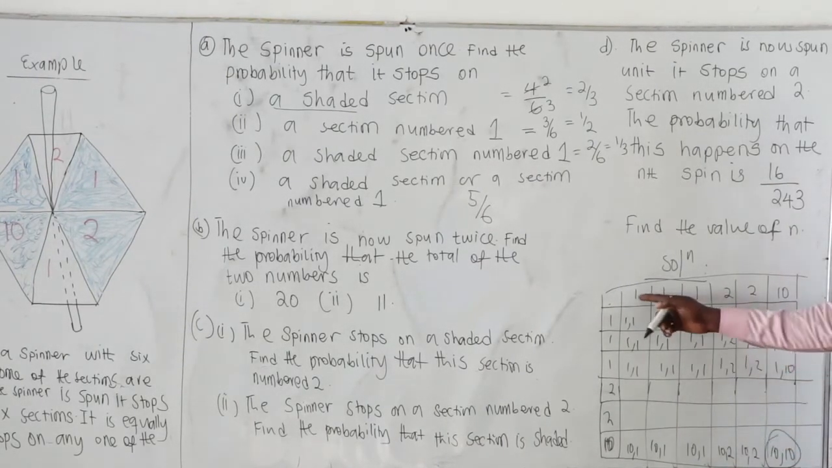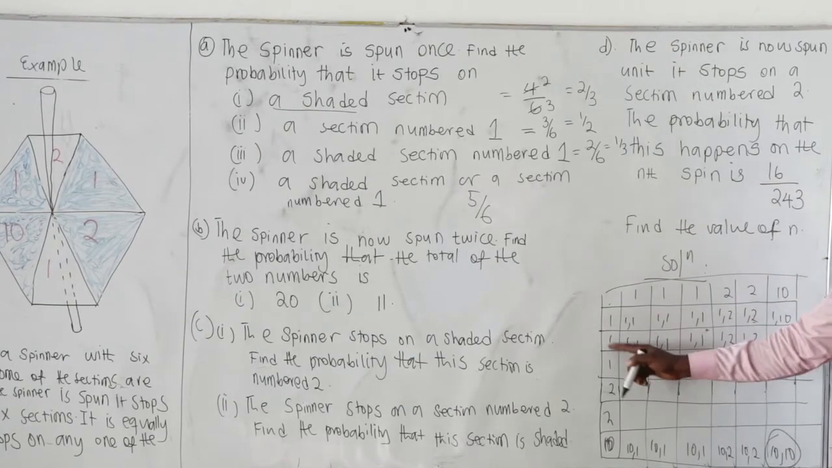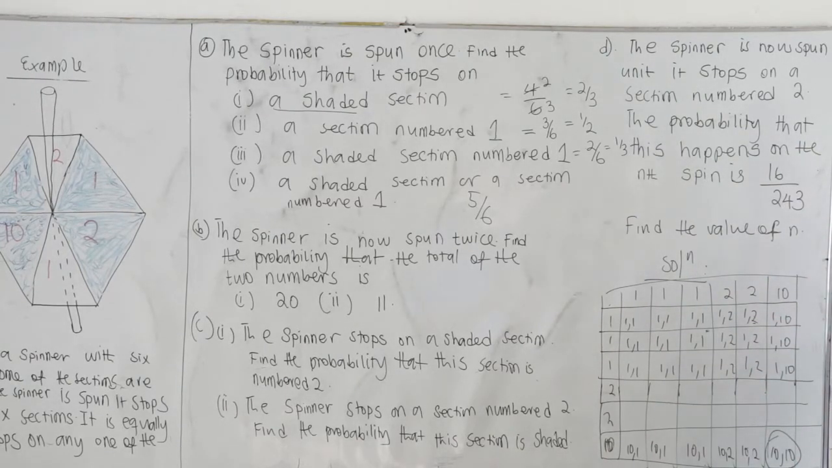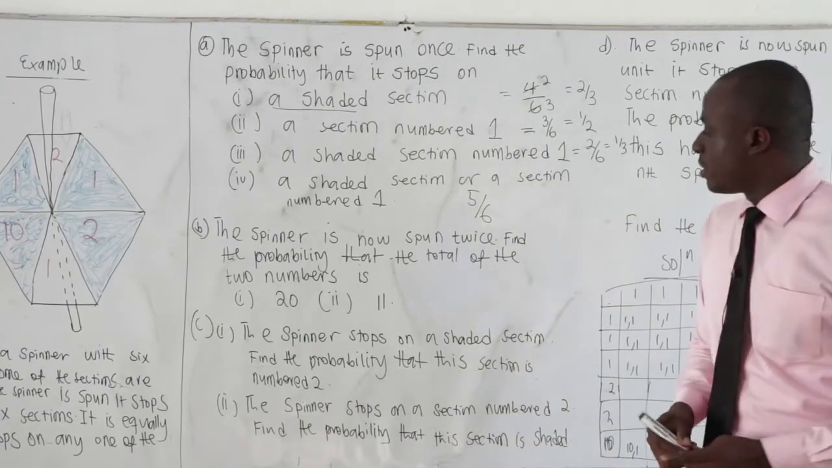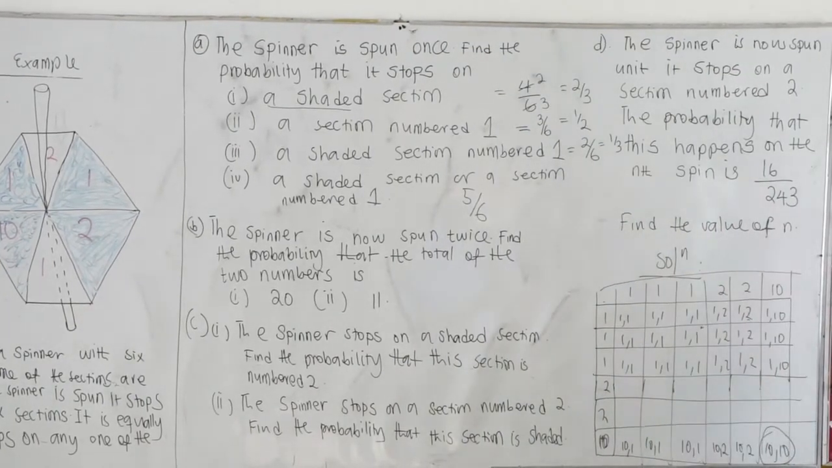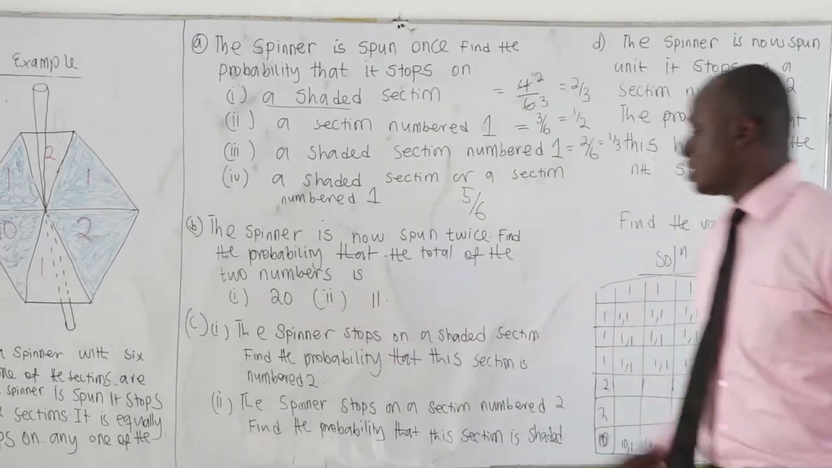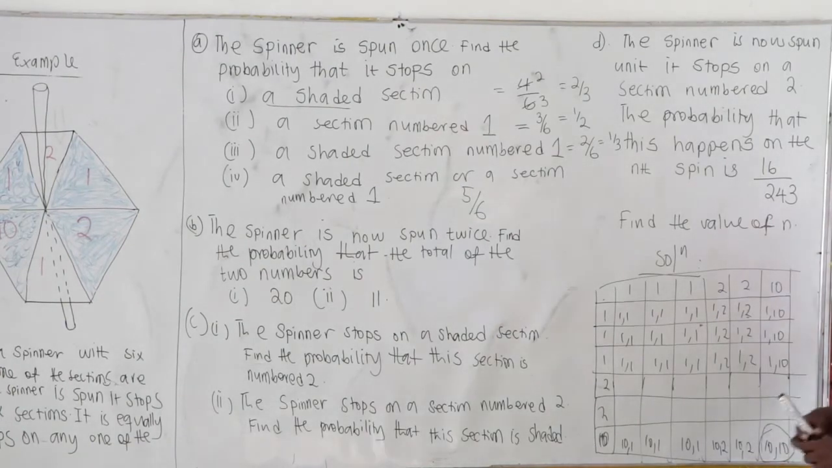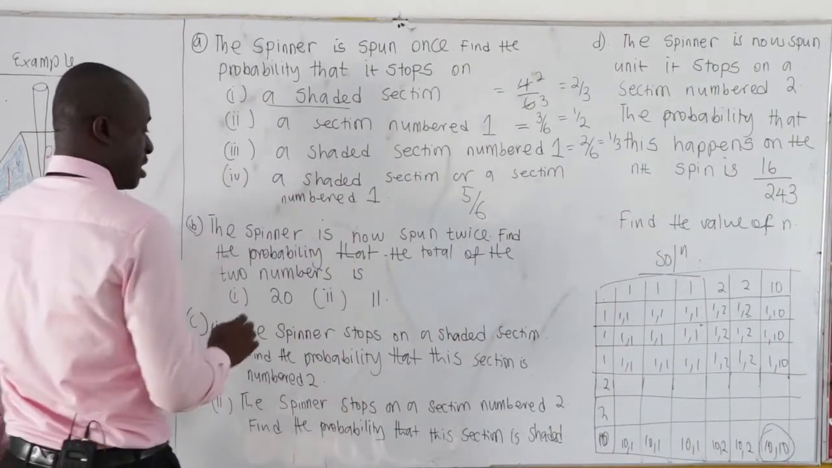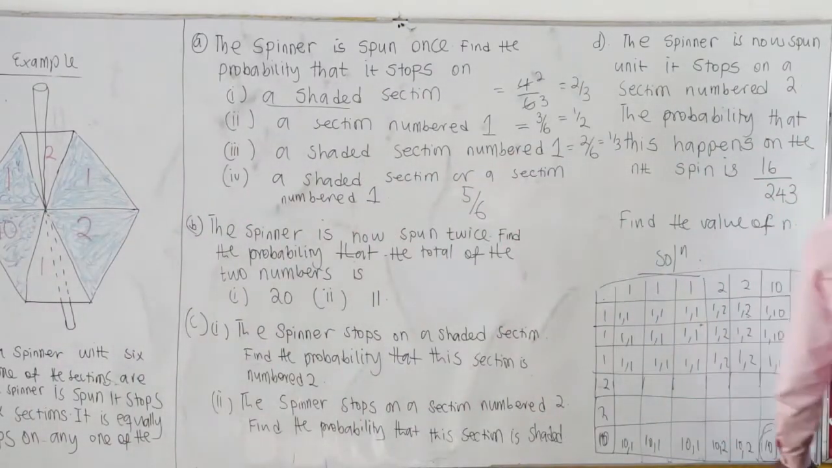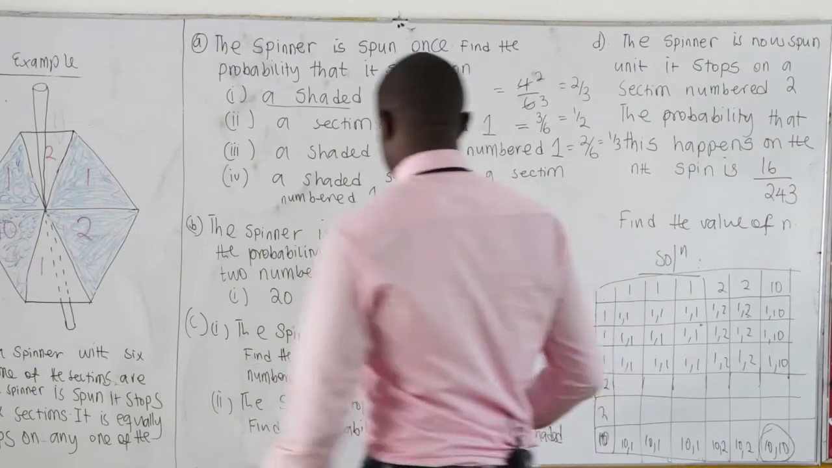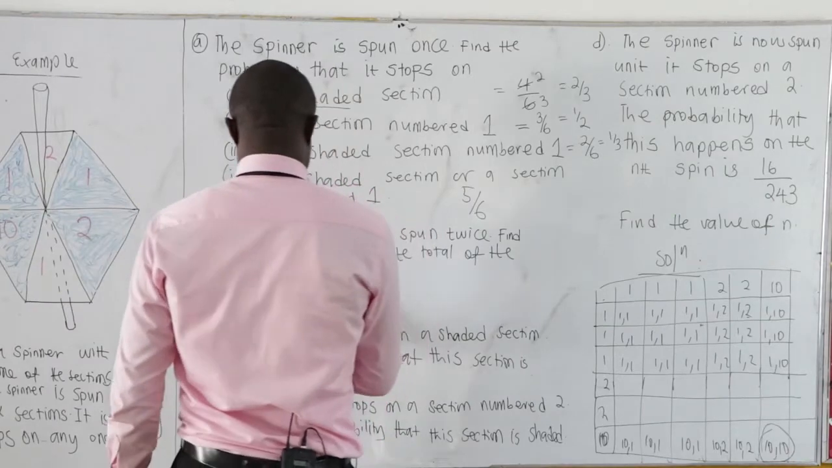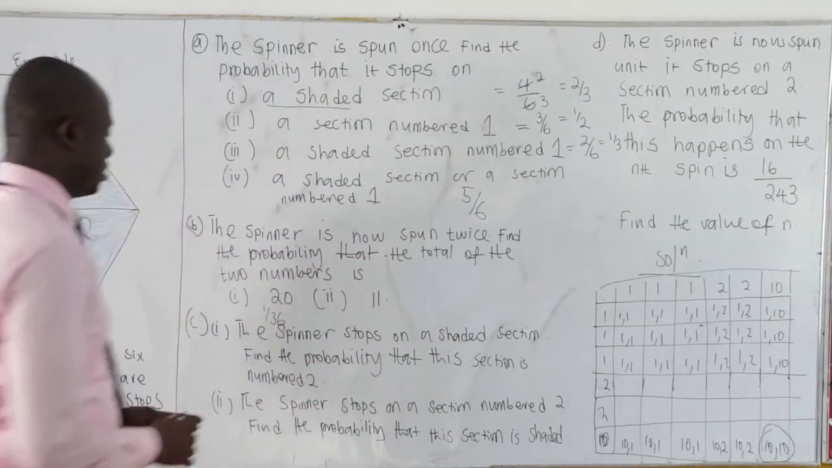What's the number of sample space? We have 1, 2, 3, 4, 5, 6 and 1, 2, 3, 4, 5, 6. So 6 times 6 is 36. So the sample space is 36. The question says the spinner is now spun twice. Find the probability that the total of the two numbers is 20. So for it to be 20, it's going to be just 1 out of 36, because our event becomes just this 1. So our answer for the first one will be 1 over 36.